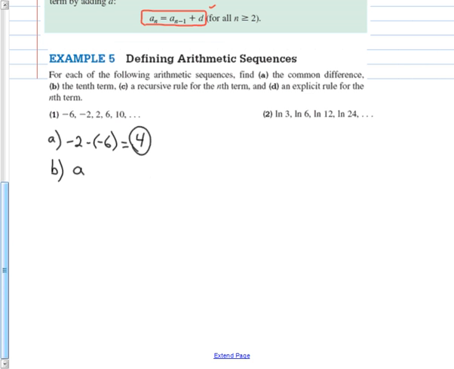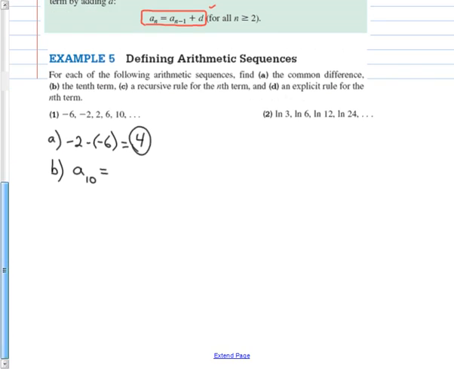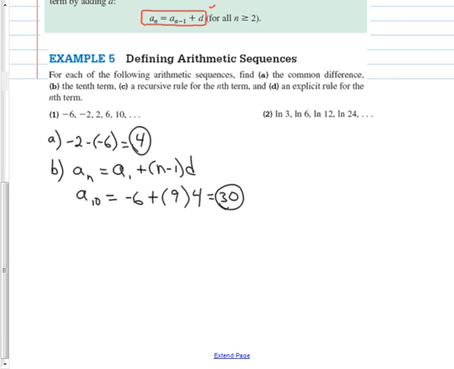Well, if I want the 10th term, I am going to use this equation right there. Let me write it out. a sub n equals a sub 1 plus n minus 1 times d. So if I want the 10th term, I'm going to take the first term, -6, plus the number of the term I'm on minus 1. Well, if it's the 10th term, then 10 minus 1 is 9, times the common difference, which is 4. 9 times 4 is 36, minus 6 is 30. There's our 10th term.